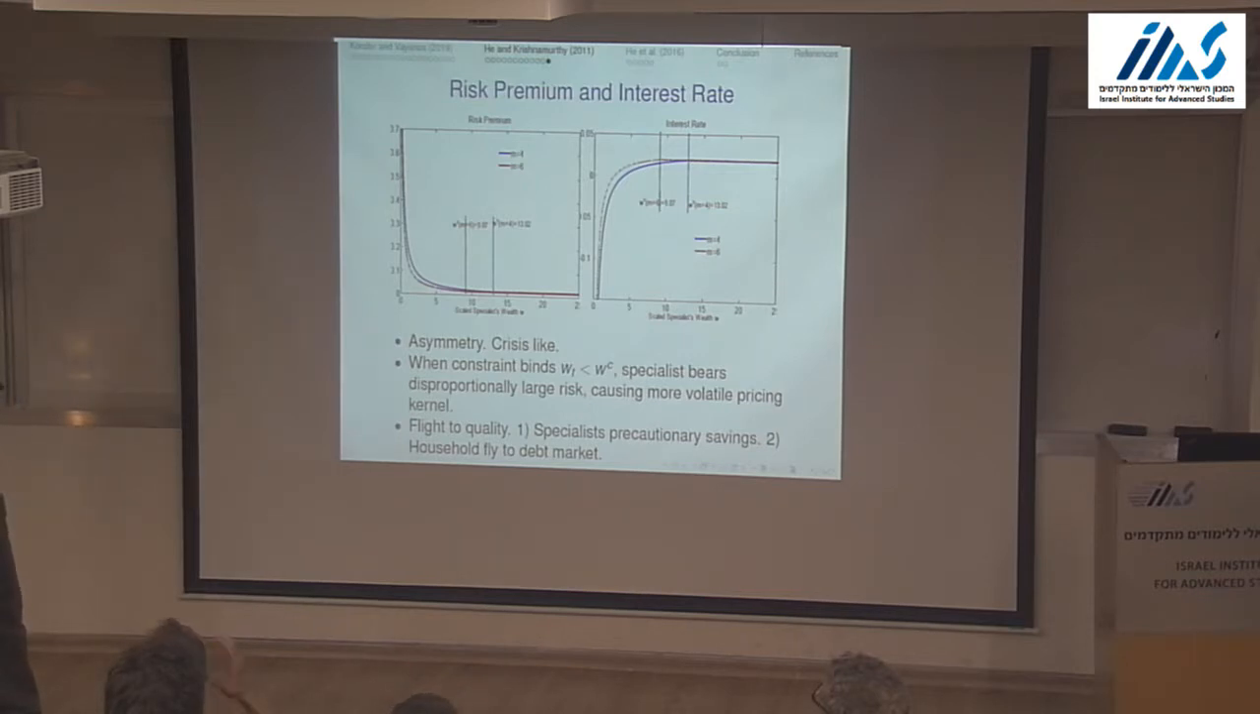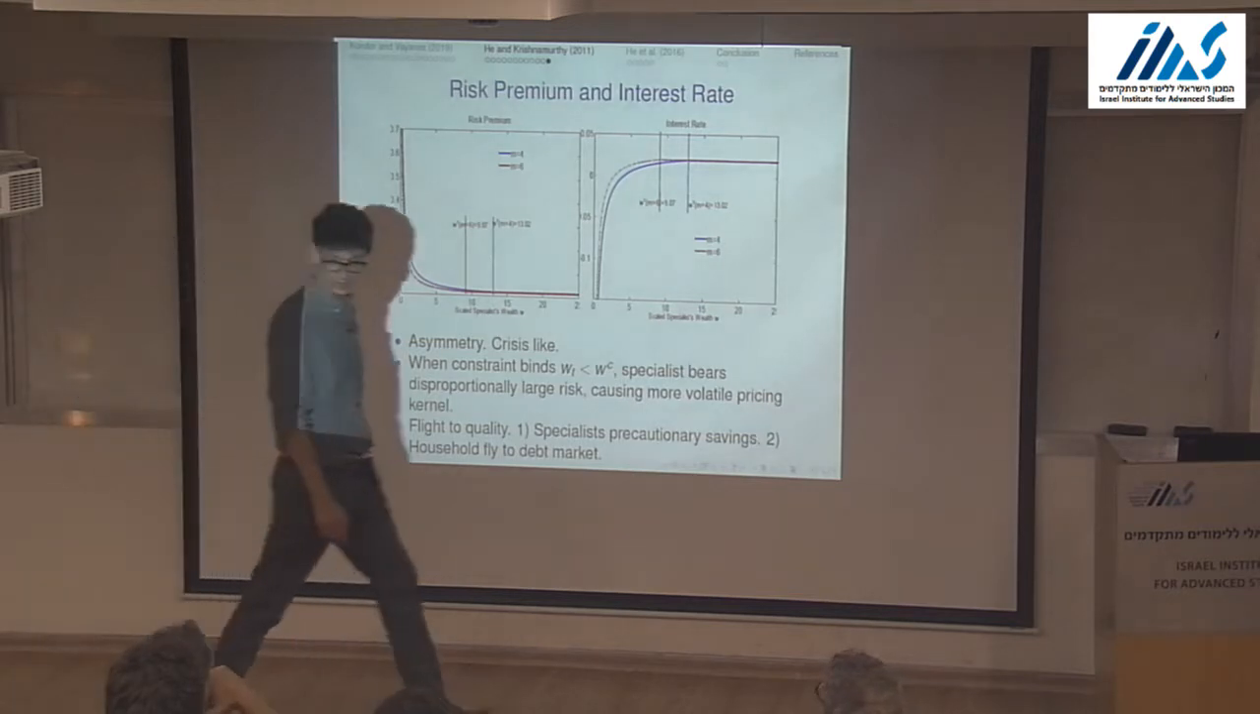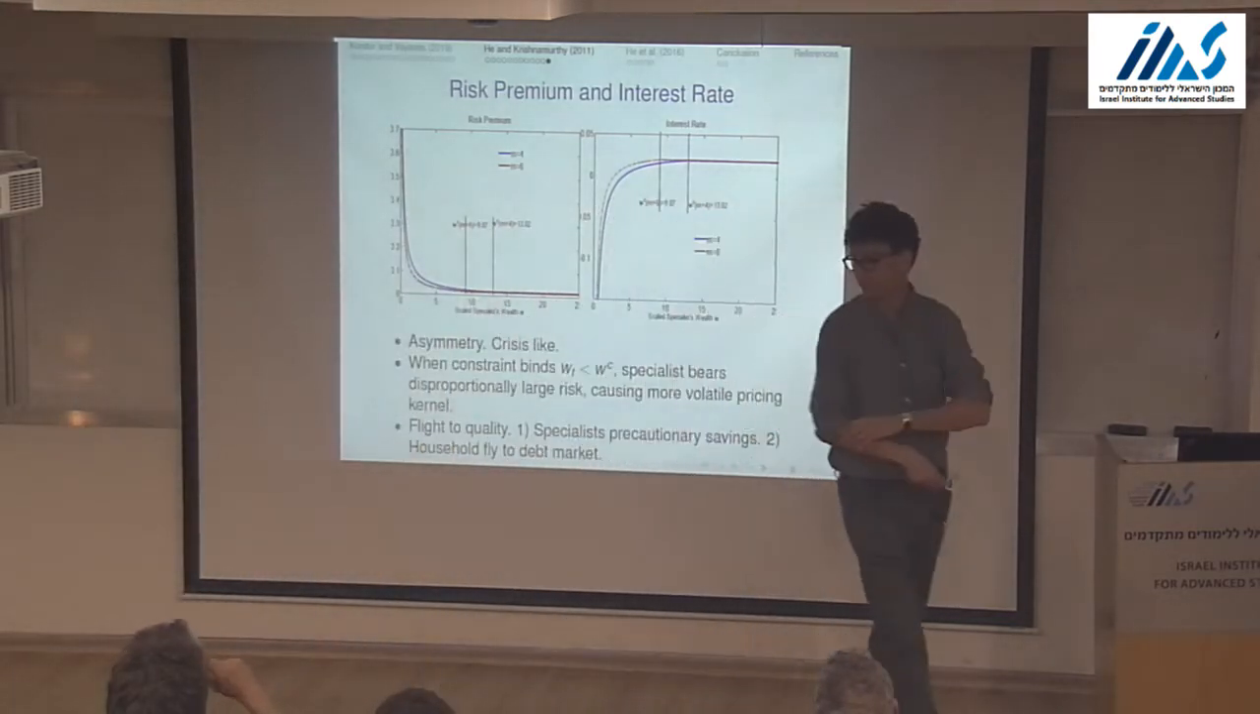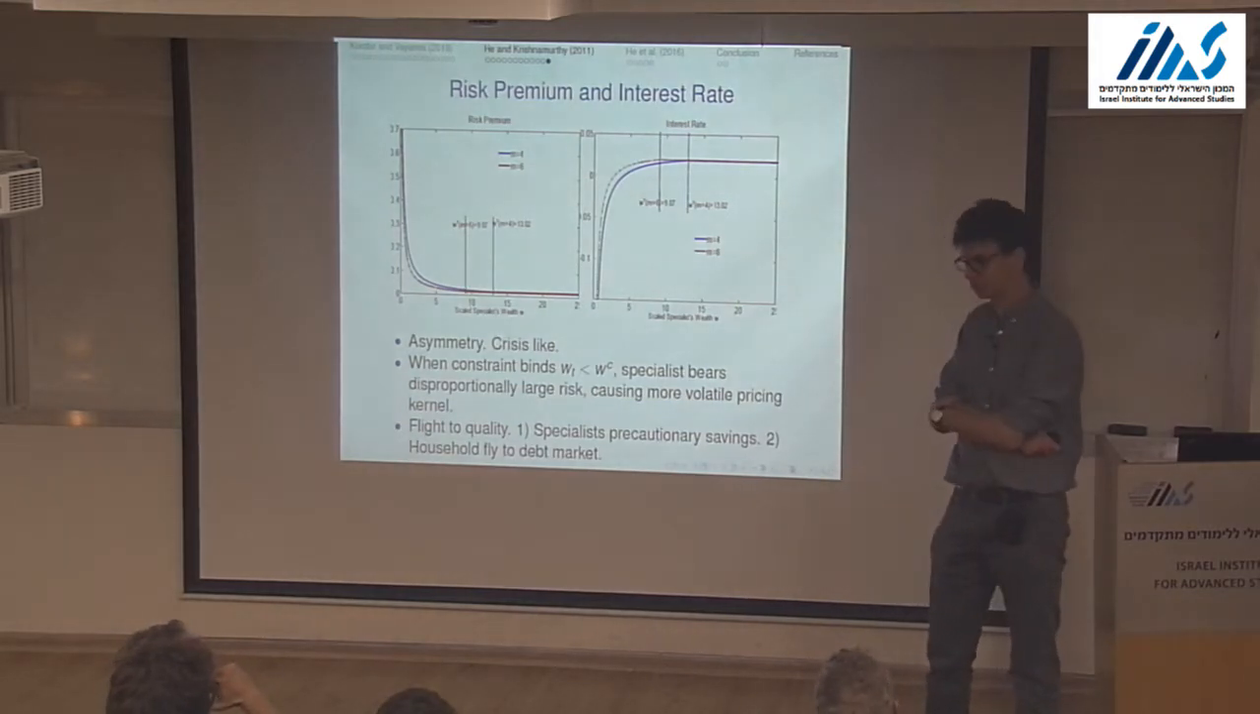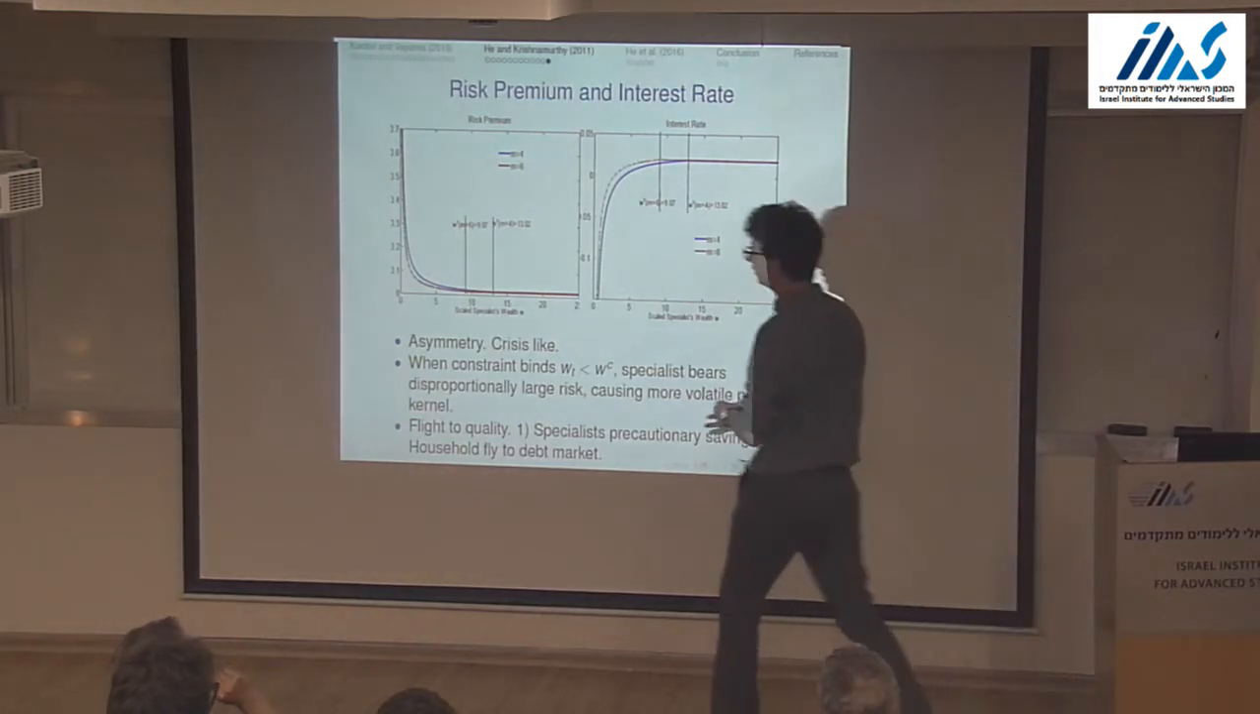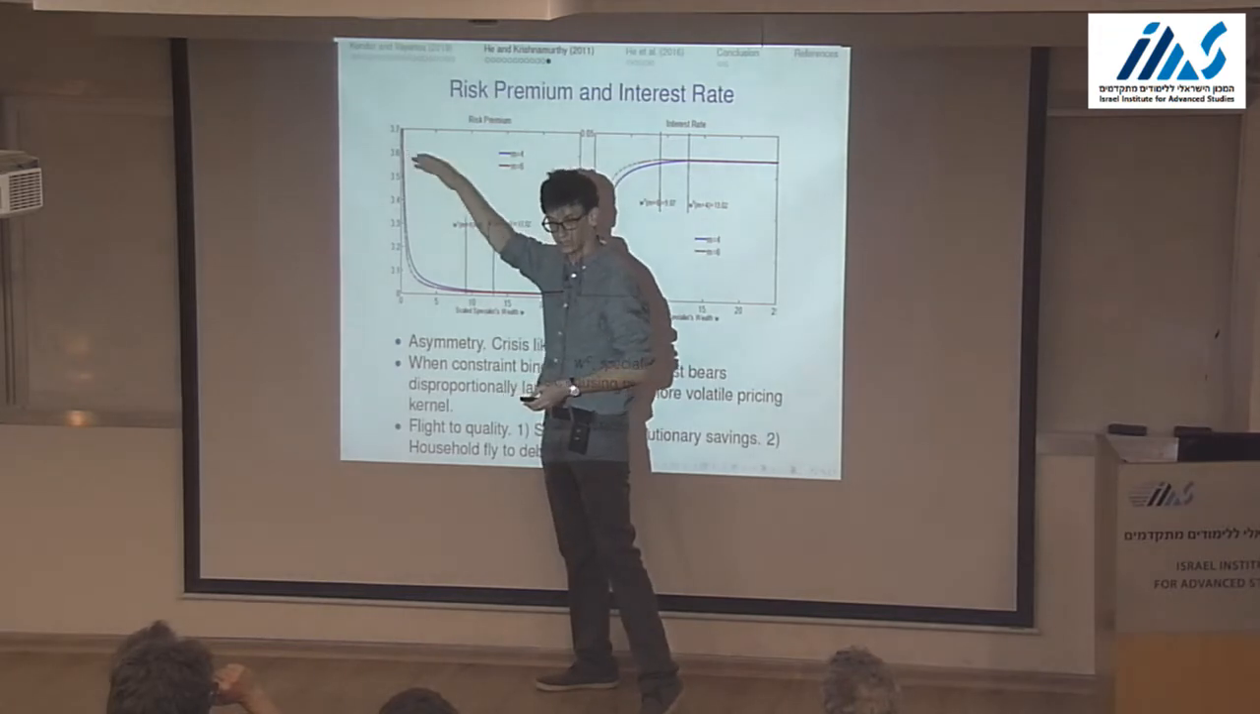So this leverage has no danger, right? Because of the continuous time. That's right. These guys don't go bankrupt. But still, their effective risk aversion is going up in the sense that the compensation has to be larger.